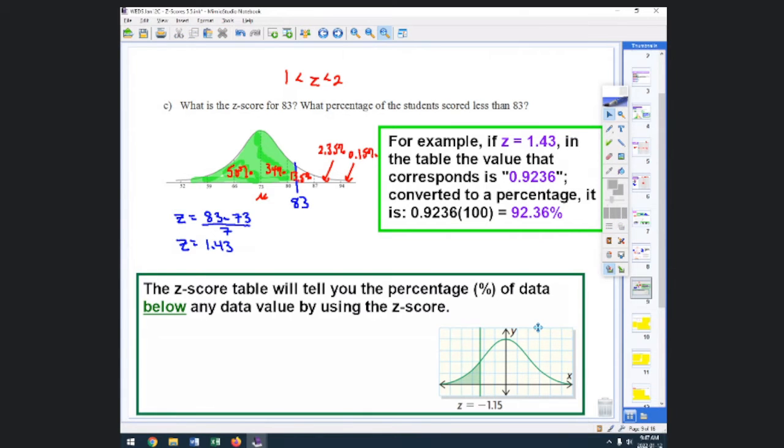So just as a reminder, the Z-score always tells you the percentage of data that is below the data value of interest. Again, because this score is in between an interval, we can't use Z equals 1 or Z equals 2. We actually have to figure out what it is.